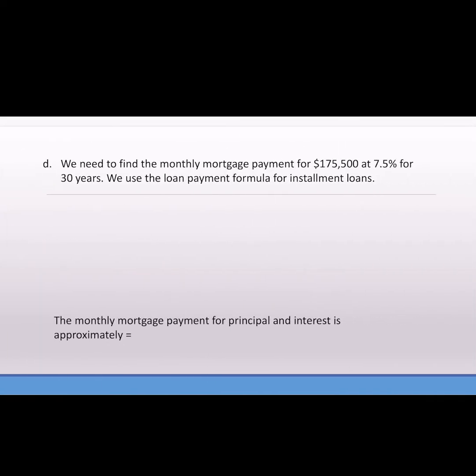Now let's see what the next one is. We have to find the monthly mortgage payment. Remember, the loan is only for $175,500. Your mortgage rate is 7.5. I'm going to plug in the formula. So this is your P value. This is your rate. And you're paying it for 30 years. So this is your time. So let's calculate what the monthly payment is going to be.